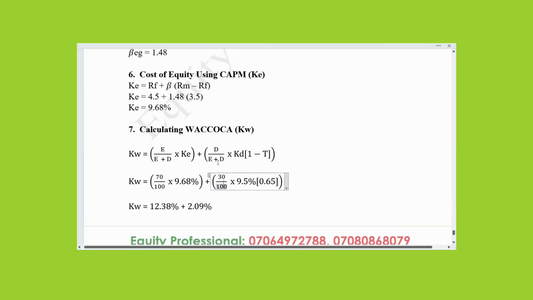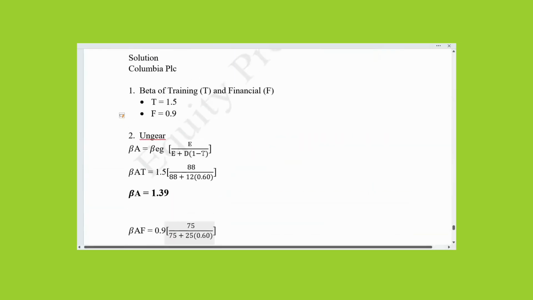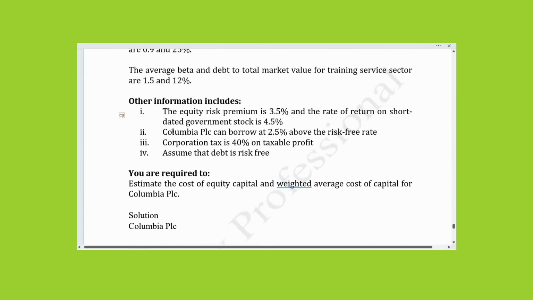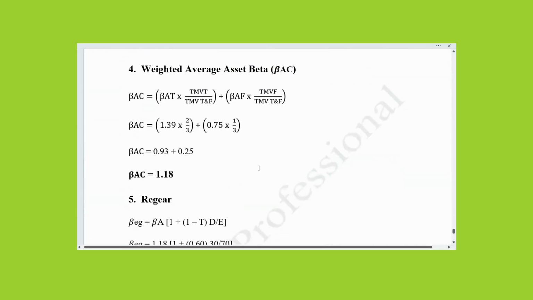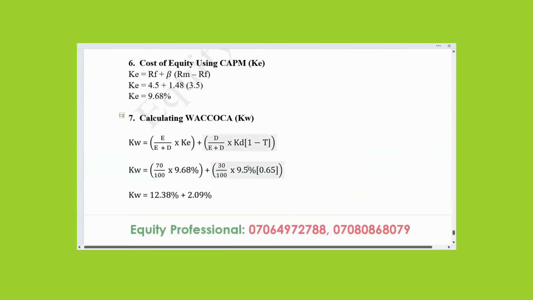Then cost of debt. Let's go back to the question. What's our KD? According to the question, you are told that Colombia can borrow at 2.5% above the risk-free rate of return. The risk-free rate of return is 4.5%. 2.5% above 4.5% will give us 7%. That's KD. Then 1 minus tax will give us 60%.